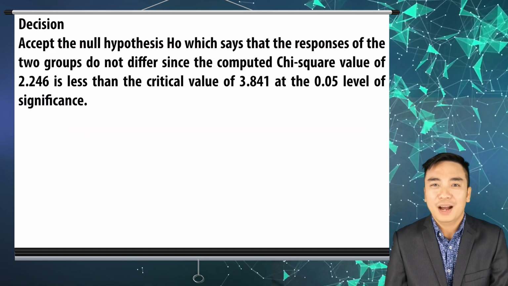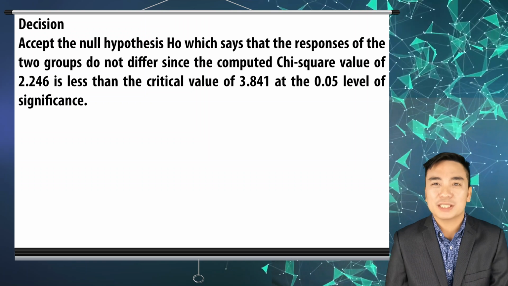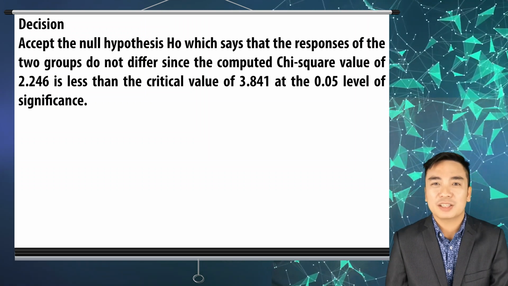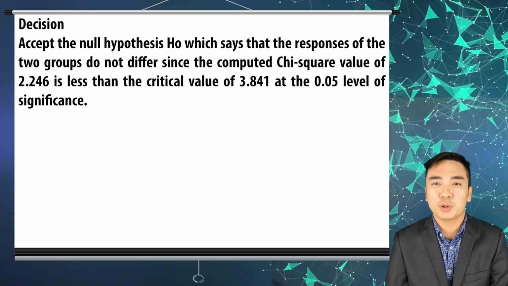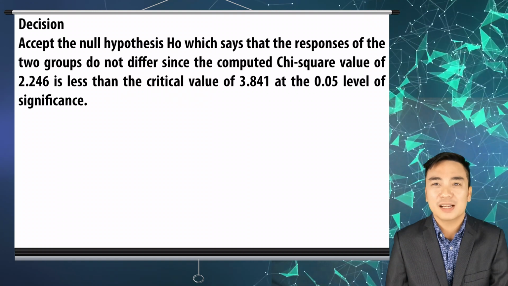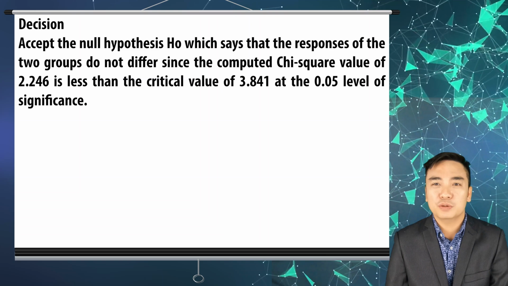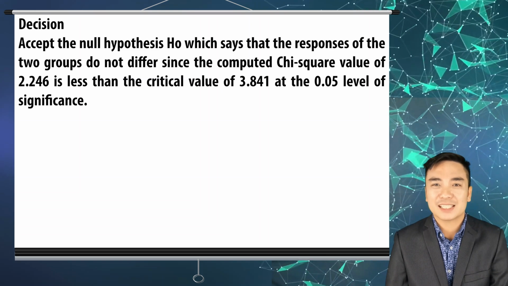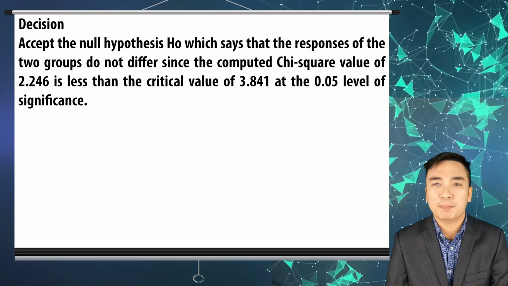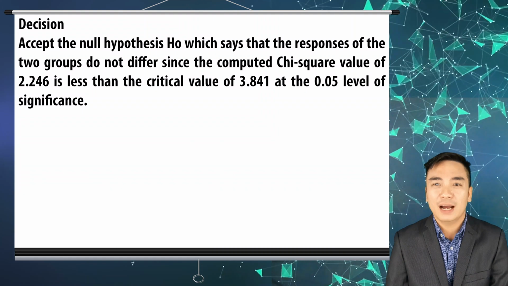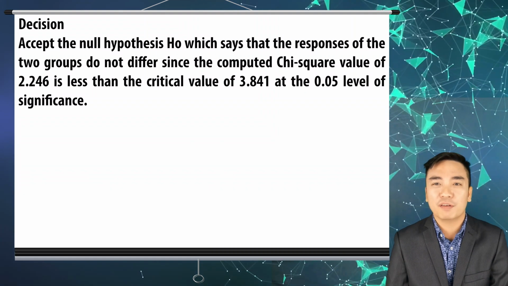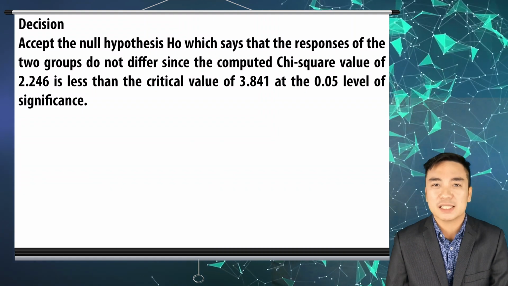Decision. Accept the null hypothesis, which says that the responses of the two groups do not differ since the computed chi-square value of 2.246 is less than the critical value of 3.841 at the 0.05 level of significance.